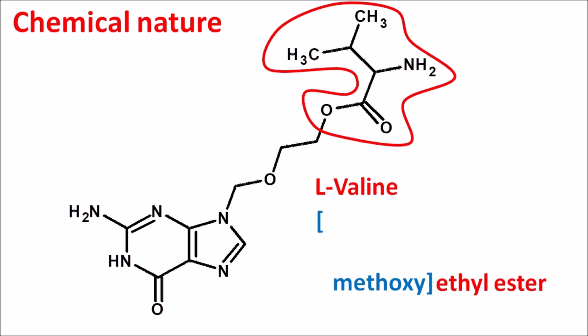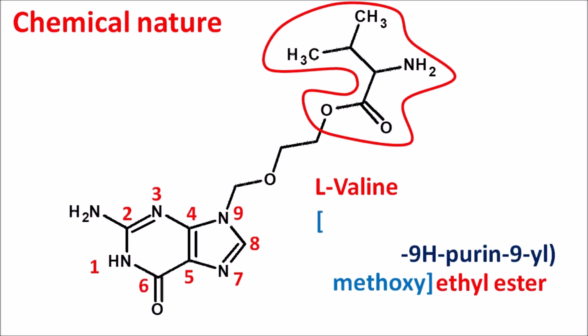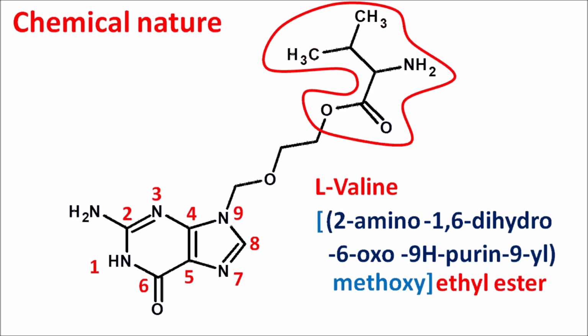Let us give the numbering to this purine. So this is 1, 2, 3, 4, 5, 6, then 7, 8, 9. The numbering in the purine is unique. Now this is the 9H purine which is attached by 9th position. So we can write this as 9H purine 9-yl. Then it is having an amino group at the second position, 2 amino. 6th position oxo group is there, 6 oxo. And saturation is present at first and 6th position, so 1,6 dihydro. That is the complete name of Valacyclovir.